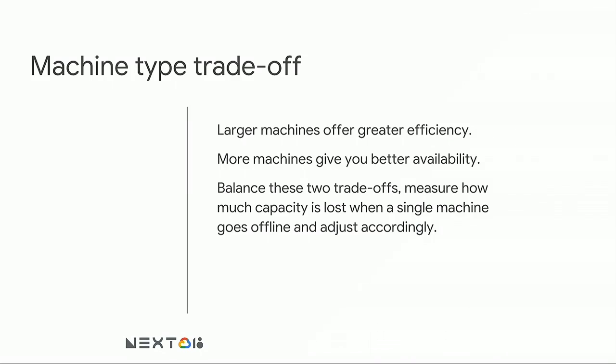Kind of the same trade-off for machines. So larger machines do offer slightly greater efficiency with Kubernetes. You can pack more containers in, there's less wastage. But of course, more machines gives you more availability. So the same as before, with more replicas giving you more availability. So again, just balance the 2 trade-offs of machine size and machine count to get your desired availability goal.